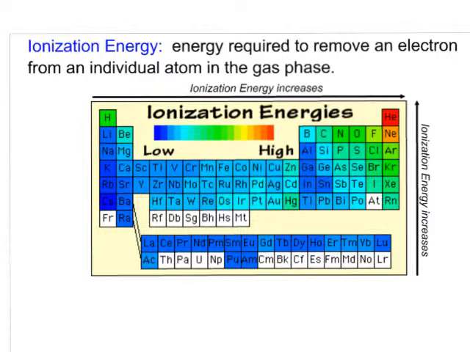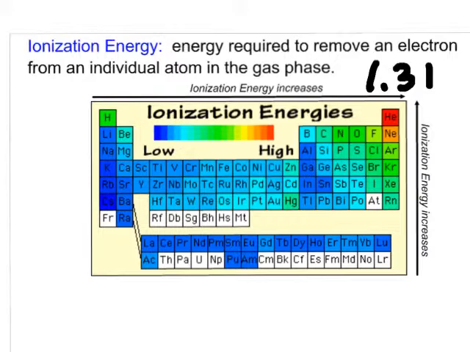So, for example, helium, they have discovered that it actually takes 1.31 megajoules per mole of energy to remove a helium atom. A megajoule is 10 to the 6th joules. So it takes quite a bit of energy to remove that electron.